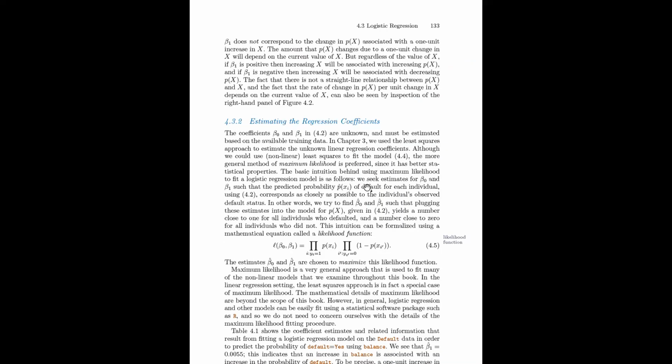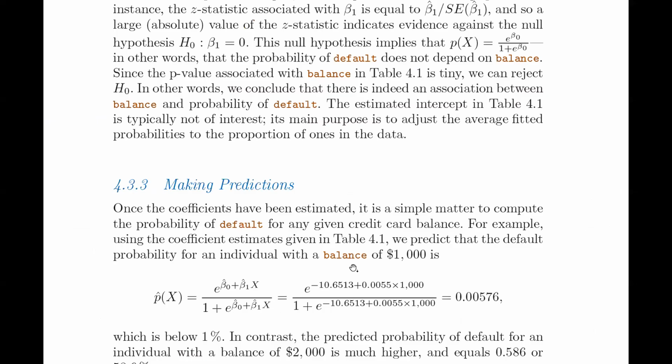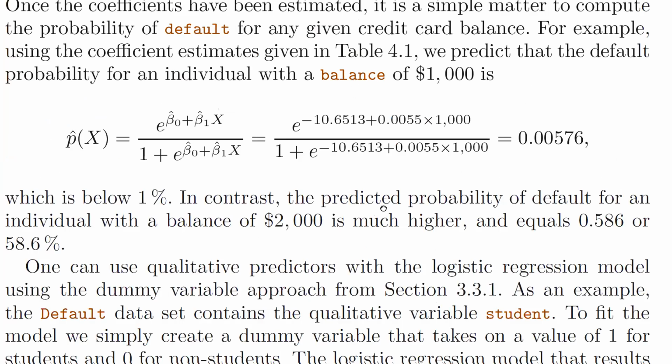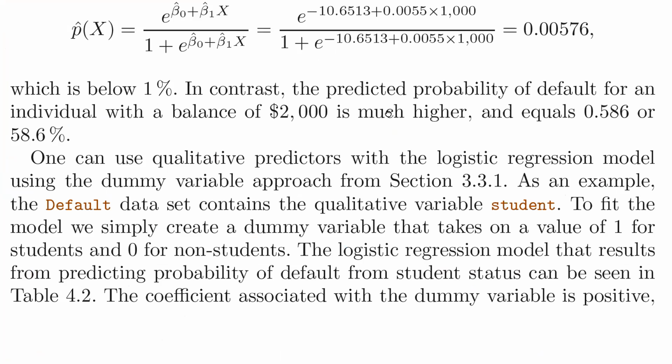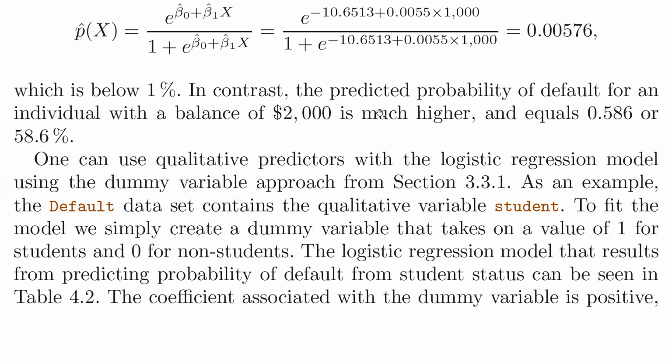These are all really important concepts, and wanting something to be linear, but very often having to accept that the assumption just doesn't make sense. Which is why we are doing chapter 4. One can use qualitative predictors. Okay, well, this is fun. One can use qualitative predictors with the logistic regression model using the dummy variable approach from section 3.3.1. As an example, the default data set contains the qualitative variable student. To fit the model, we simply create a dummy variable that takes on a value of 1 for students and 0 for non-students.